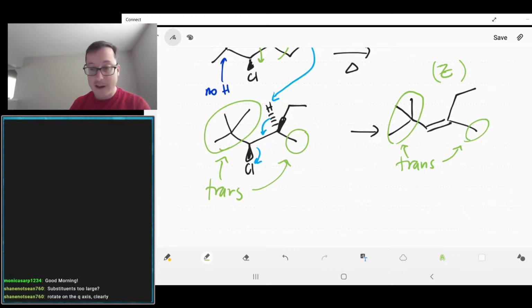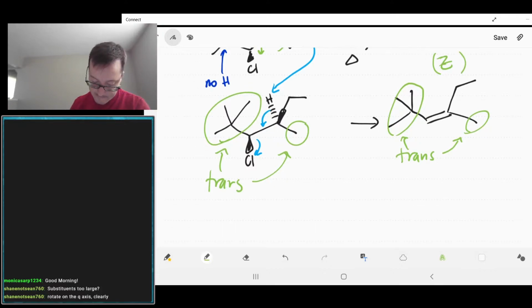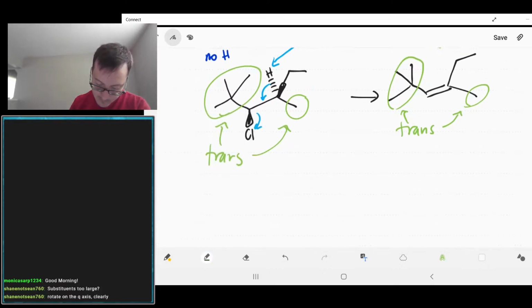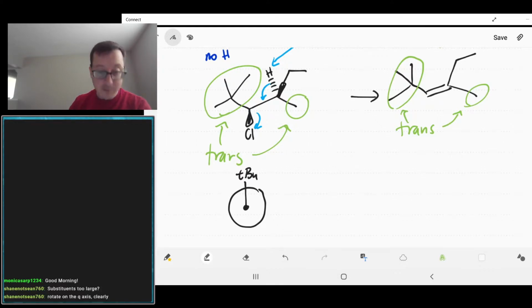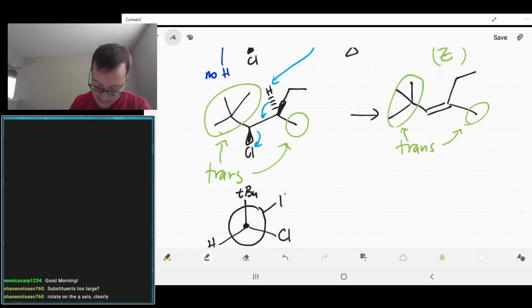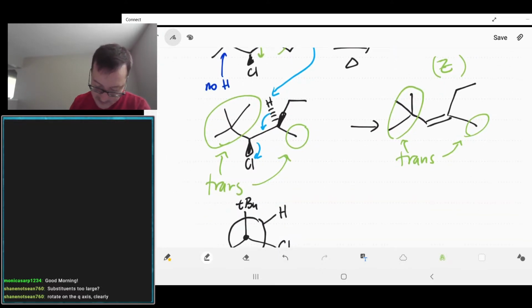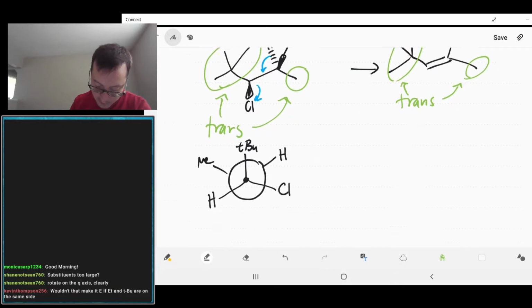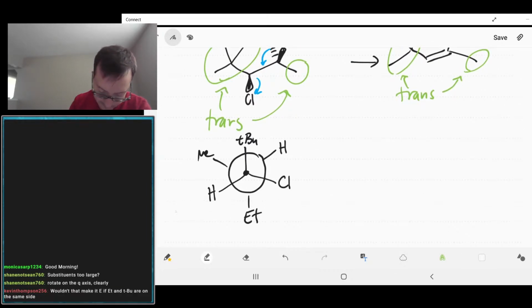If we draw this as a Newman projection, it may become a little more obvious. I've got my T-butyl group pointing up, and so I should be a good chemist and say T-butyl because that's what we use for Newmans. I've got my chlorine on a wedge, hydrogen on a dash. If we take a look at our original molecule, we have hydrogen on a wedge up there. We have a methyl group on a dash, and the ethyl group down. So this is the original molecule.